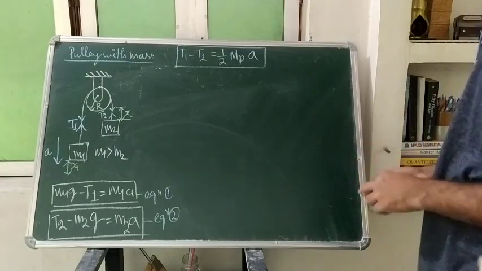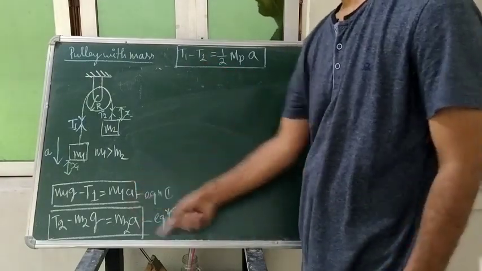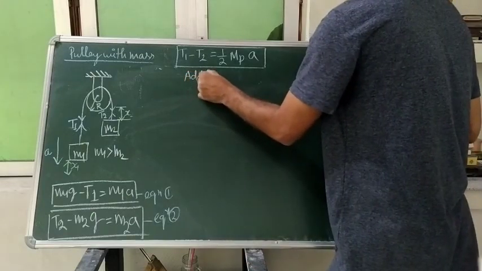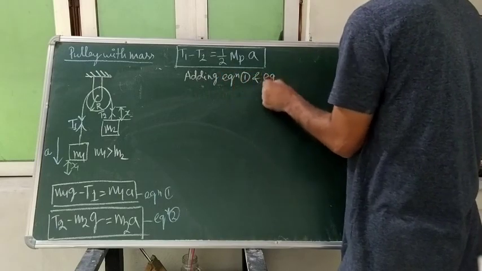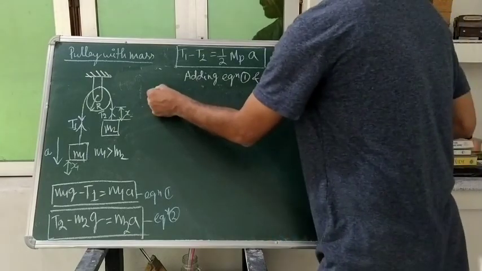Equation 1 and 2 is present here. We want T1 minus T2. So here, what can we do? We can add them. So adding equation 1 and equation 2. Okay, when you will add it, what will you get?